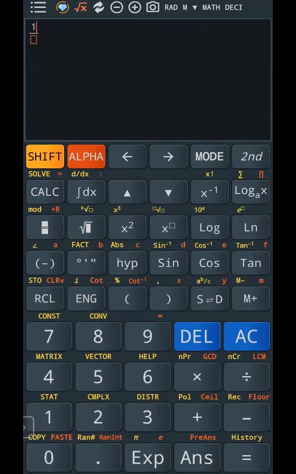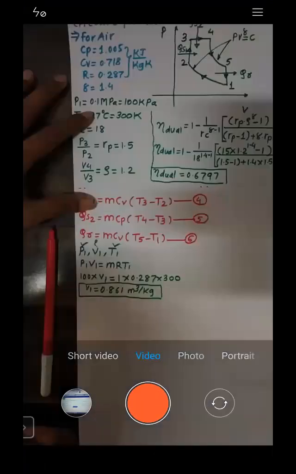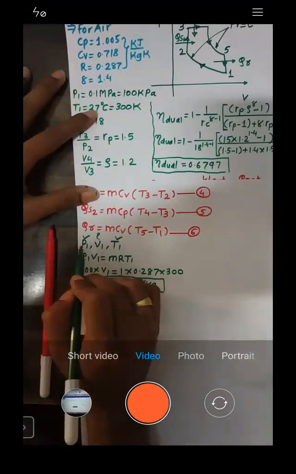So 1 into 0.287 into 300 divided by 100. This is what I get: 0.861 meter cube per kg. So this is the volume I got, V1. So now everything at state number 1 is known.